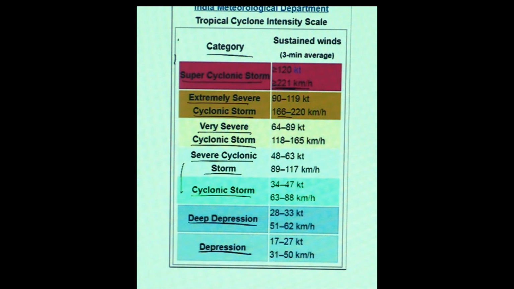Otherwise, in the global perspective, we identify the system to be of 3 types: storms, tropical cyclone and hurricane.